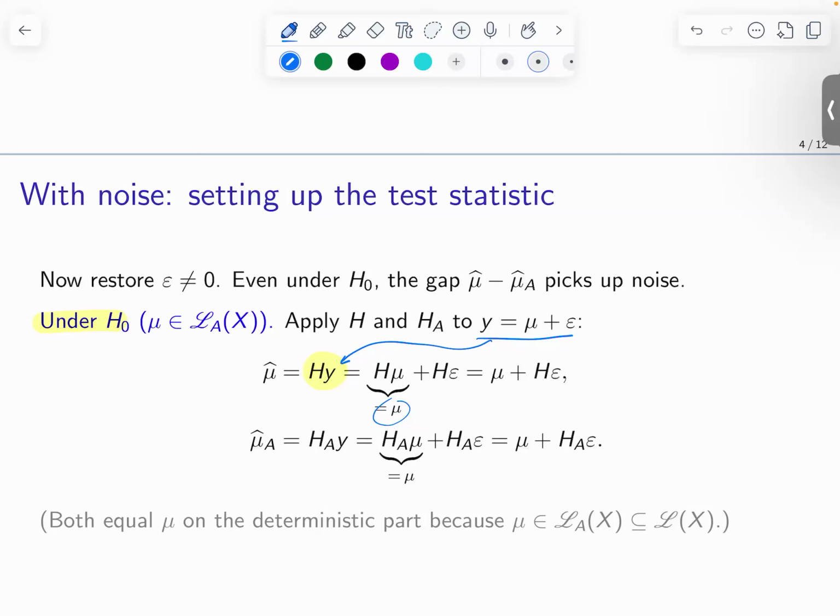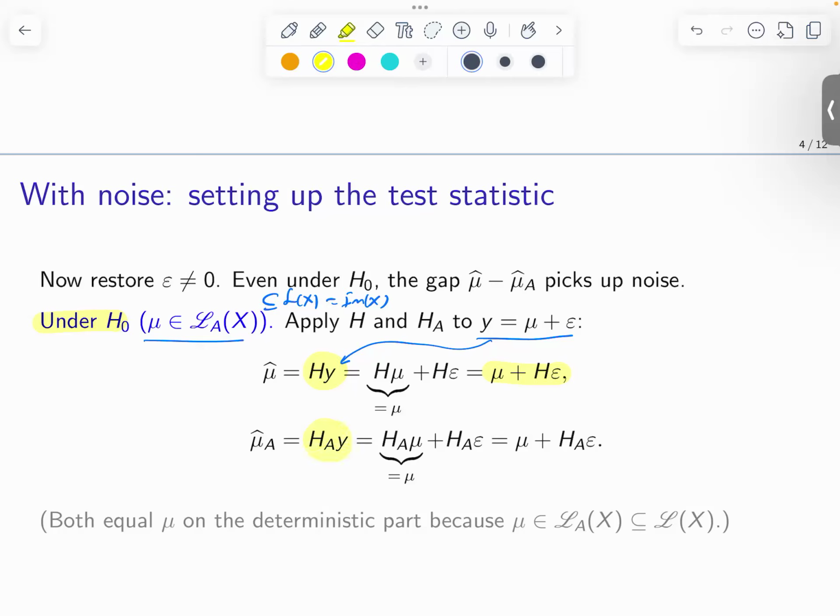Mu is in image X and H is a projection matrix onto image X. So here, let's say under the null, we're in L_A(X), which is inside L(X), the image of X. So we are in the smaller subspace, which is inside the bigger one. So really nothing changes. When you project, H mu is mu, and then I get this expression, mu plus H epsilon.